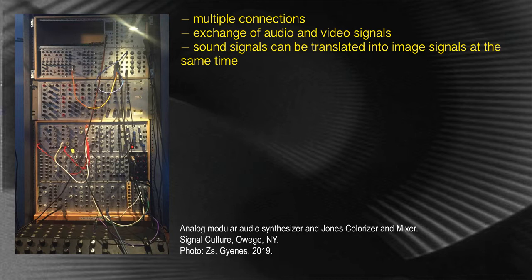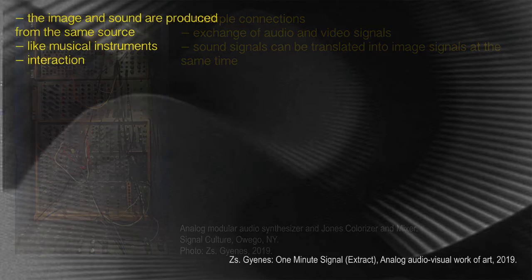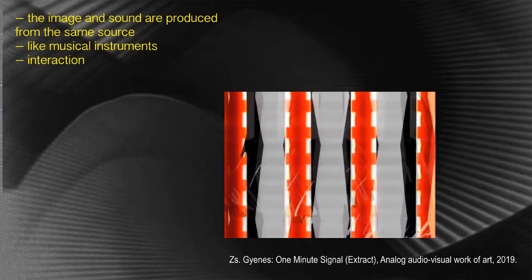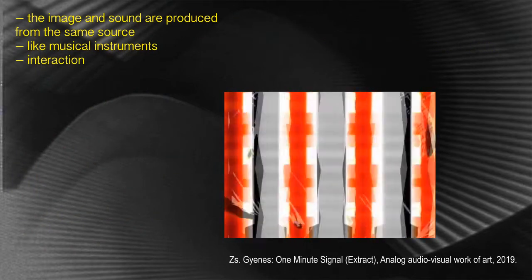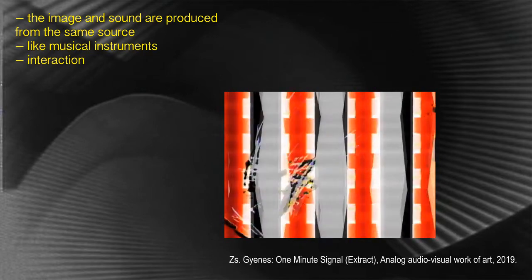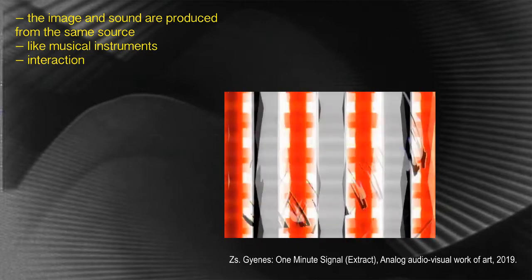Sound signals, which are produced through an audio synthesizer, can be translated into image signals and can therefore control the visual phenomena of video. The electronic information can at the same time be realized acoustically and visually. One can see what one hears, and vice versa. The image and sound are produced from the same source. They work together like musical instruments, and they can interact too.